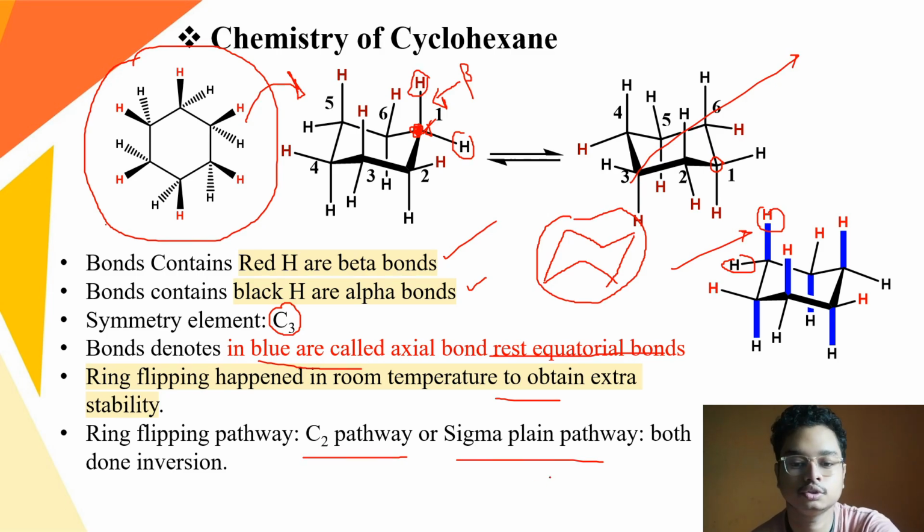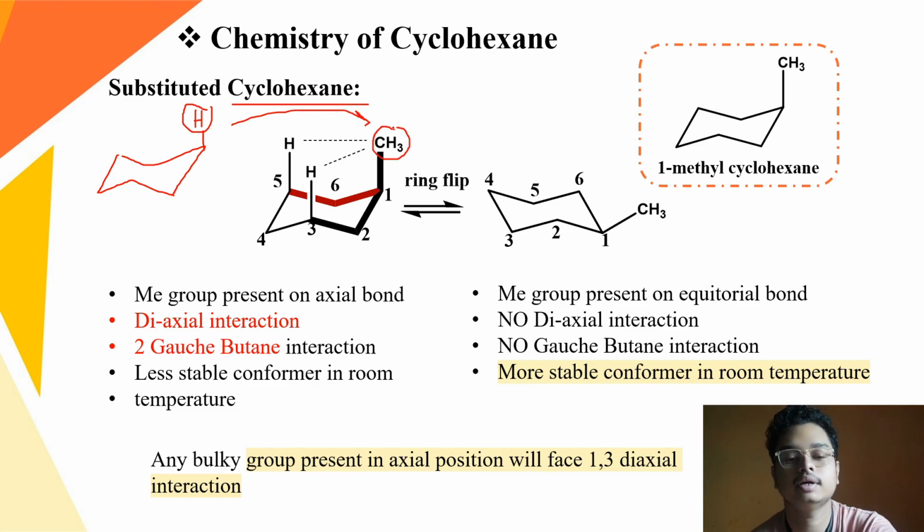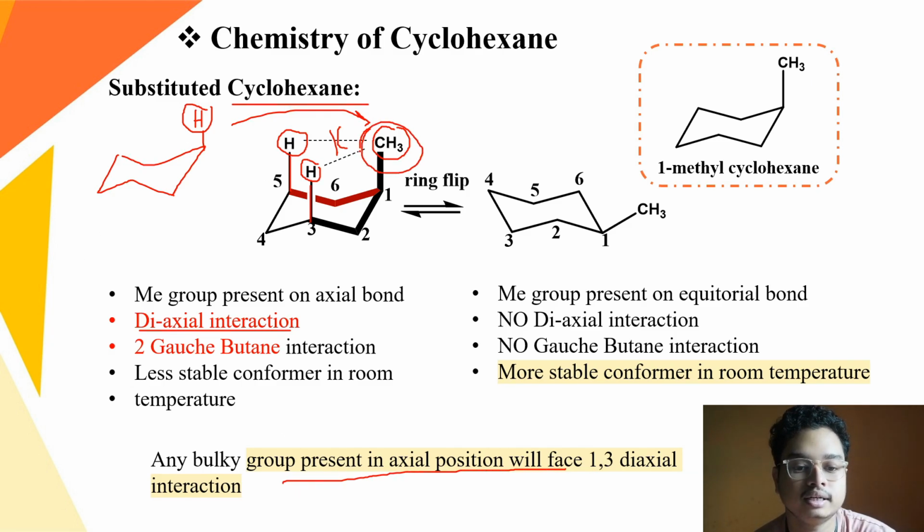Okay, now let us discuss some substituted cyclohexane. Here it is the normal cyclohexane. Now what happens if we change this hydrogen to a bulkier group, a methyl group? Here the interesting thing is, if the methyl group is present in the axial bond, then this particular axial bond contains hydrogen, and this one contains hydrogen. These have their own electron density, and similarly methyl has its own electron density. So here one kind of flagpole interaction is observed. This is called a diaxial interaction, and it is observed when any bulky group present in the axial position faces the 1,3-diaxial interaction.